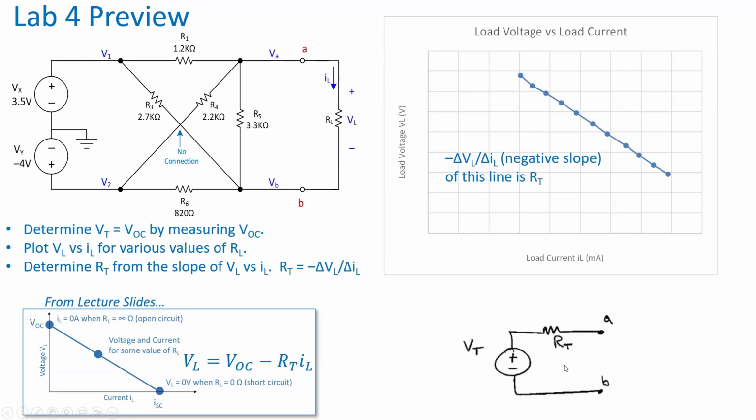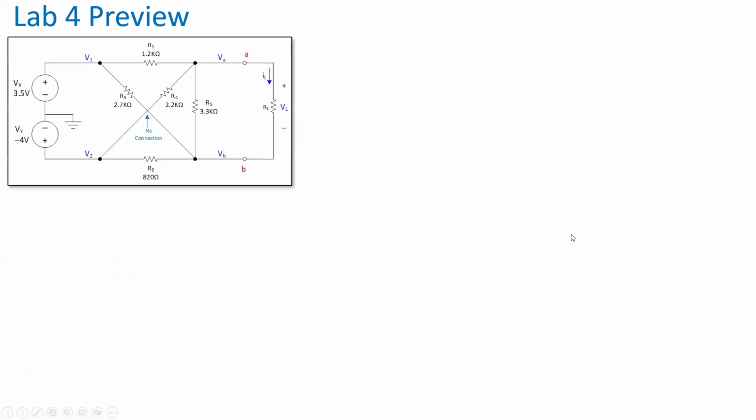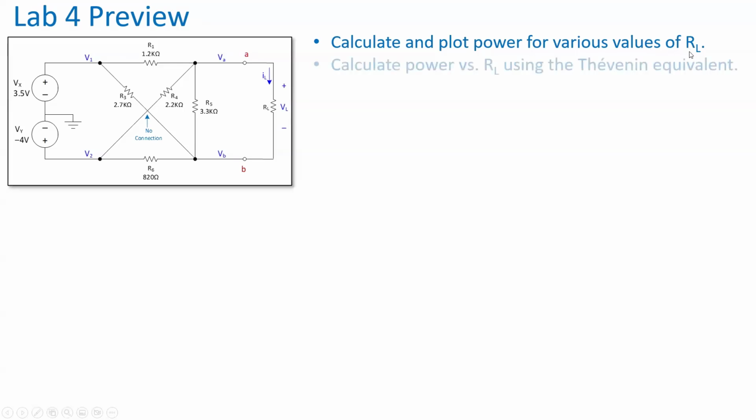And then you can create your Thevenin model based on the open circuit voltage and the Thevenin resistance you calculate from the slope of this line. Okay, and then you're going to determine, well, where does maximum power transfer happen? You're going to see that from measurements. You're going to calculate and plot the power for various values of IL.